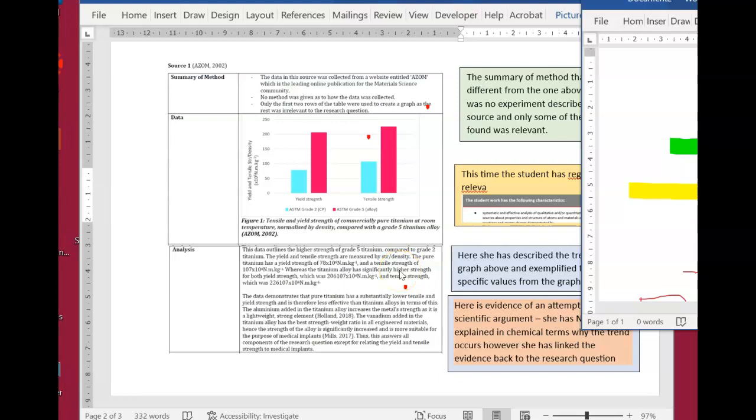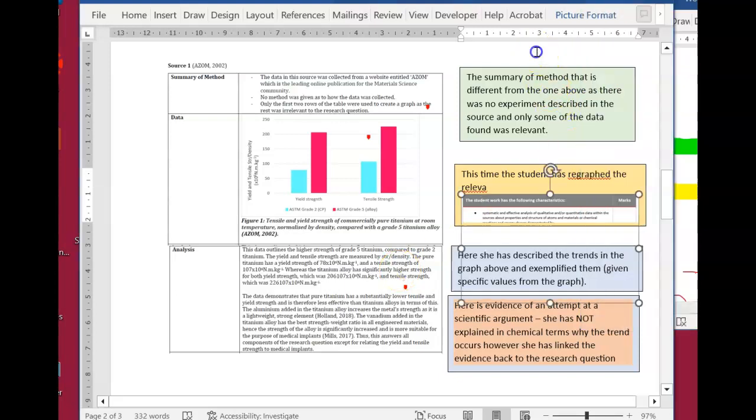which is just a reasonable scientific argument rather than a justified scientific argument.